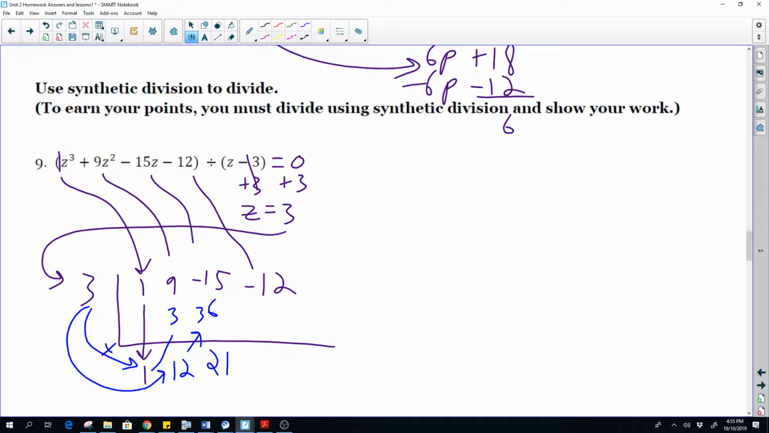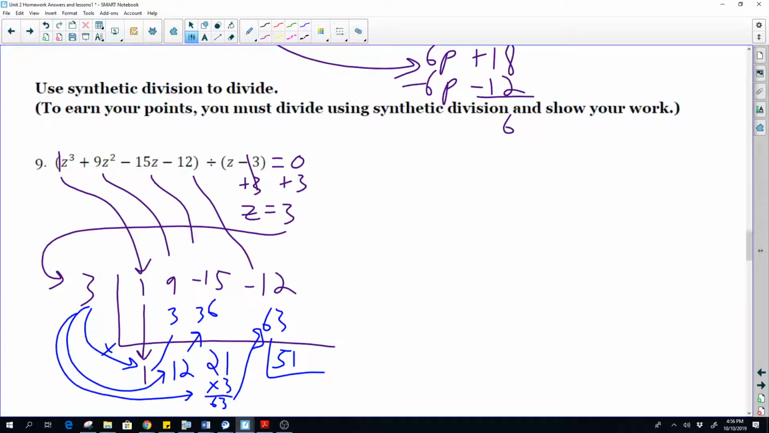And then you're going to do 3 times 21. Take that 3 times it. So 3 times 21 is what, 63? Bring it up here, the 63. That's it. And then we're going to do 63 minus 12, which is 51. And so that's going to be our remainder. So we do have a remainder there of 51.